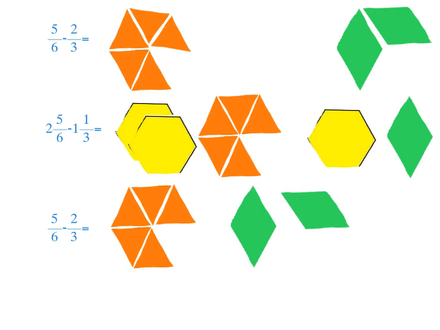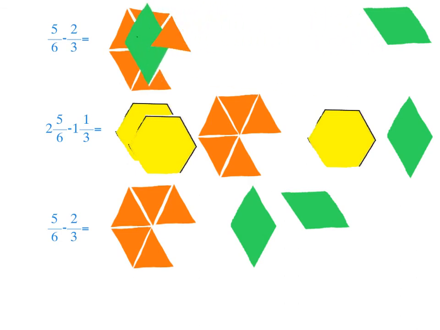But our first problem is 5/6 minus 2/3. So I've got the 5/6 modeled with my orange triangles there. And I have the 2/3 with the green rhombuses. And basically what we're going to do, we're subtracting that 2/3. So I'm going to show you how I'm going to do that.